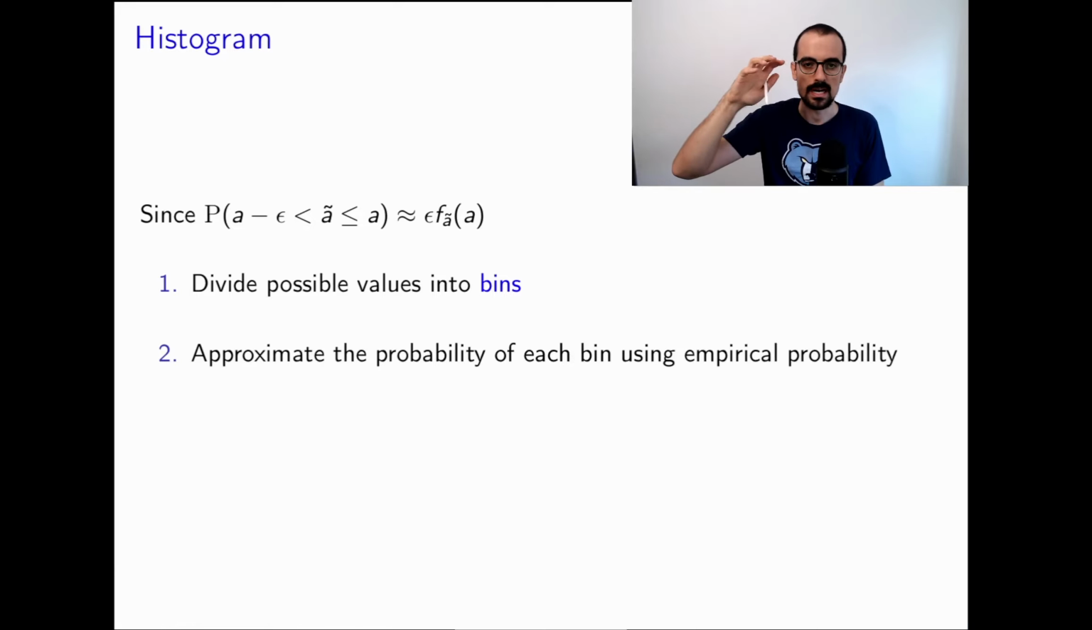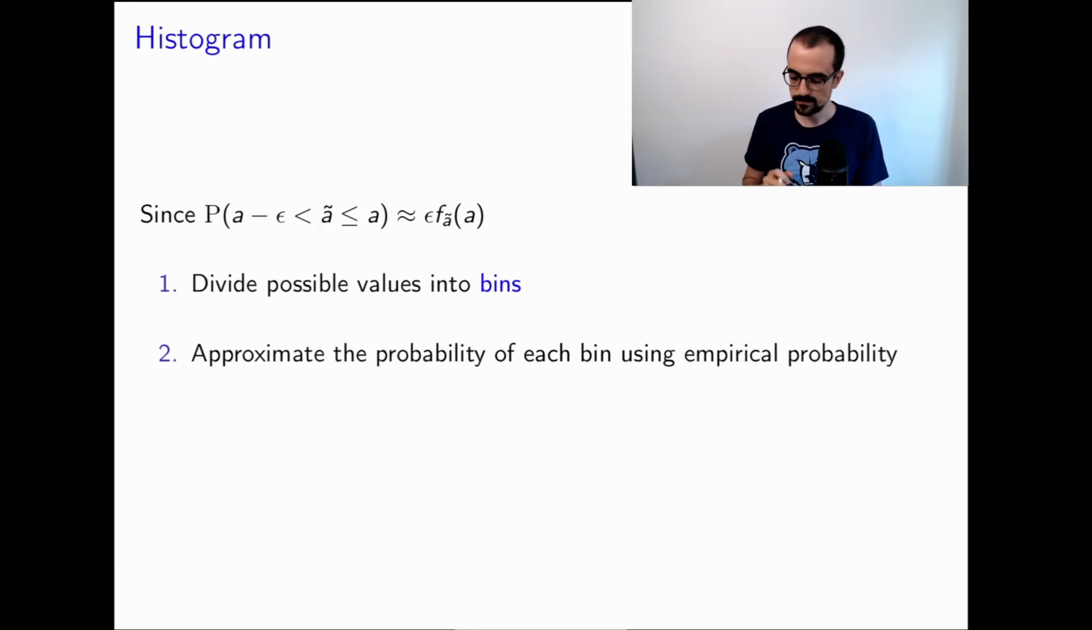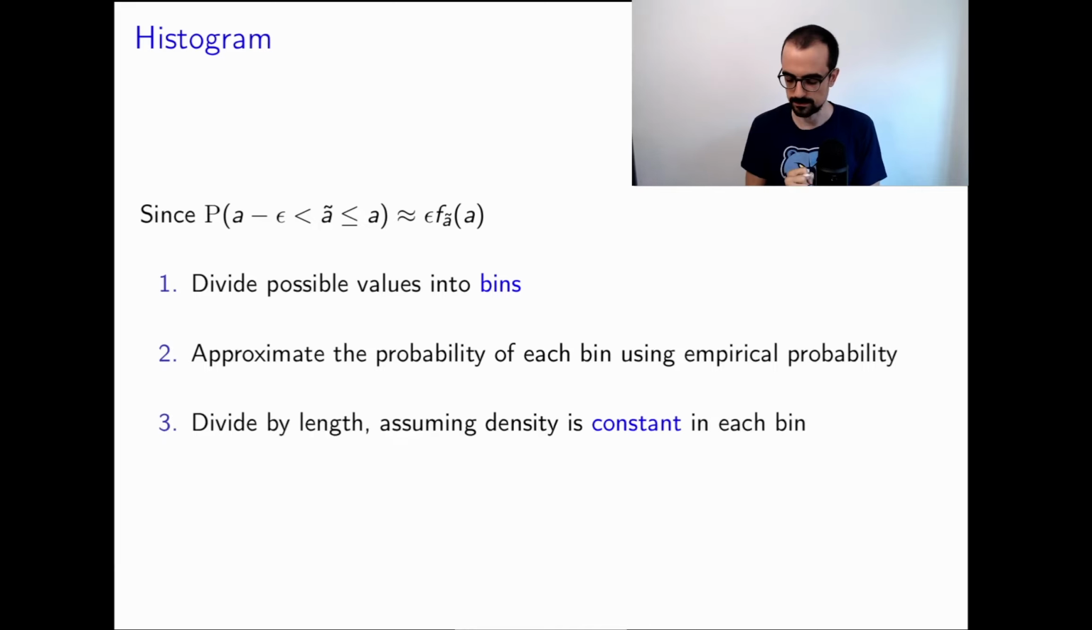We're going to approximate the probability that the random variable is in each of these bins using the empirical probability, so the fraction of data that falls into that bucket, and then we're going to divide by the length of the bucket to obtain a density, assuming that the density is constant in each bin. So let me draw a picture.